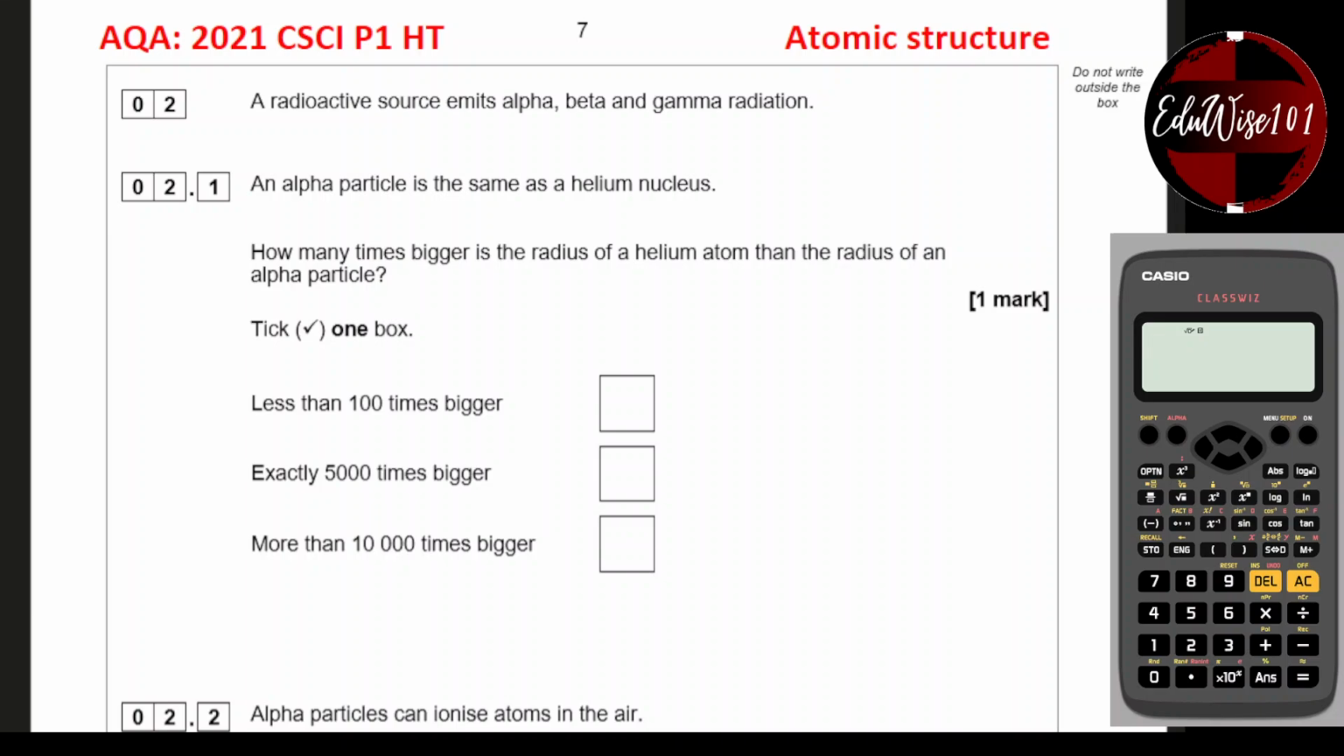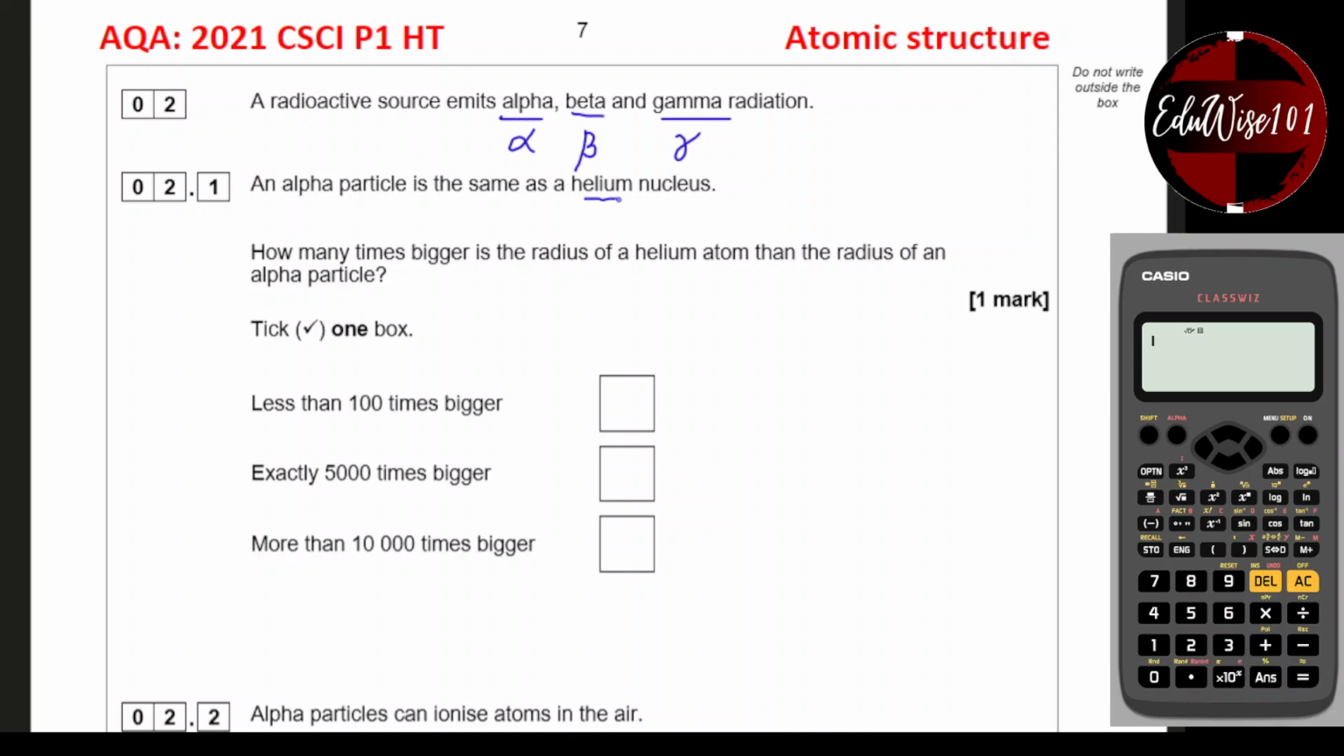In this video, I'm going to go through the AQA 2021 Combined Science or the Trilogy Physics Paper 1 higher tier. Question number 2 is on the topic of atomic structure, mainly focusing on nuclear radiation. A radioactive source emits alpha, beta, and gamma radiation. So remember the symbol for alpha, beta, and gamma radiation. An alpha particle is the same as a helium nucleus.